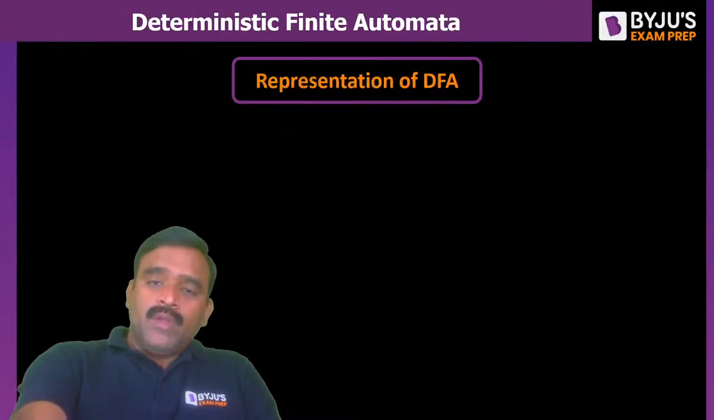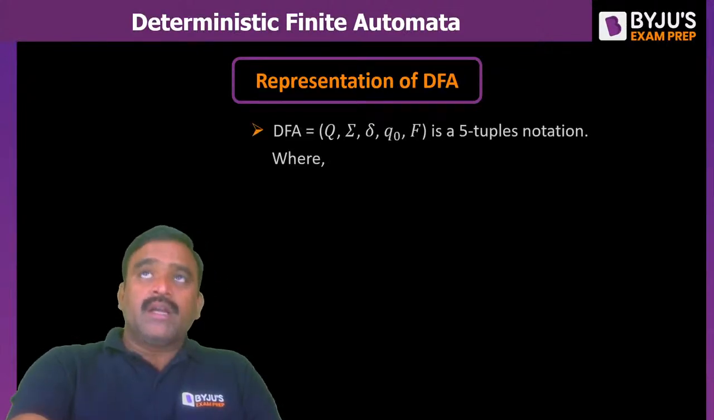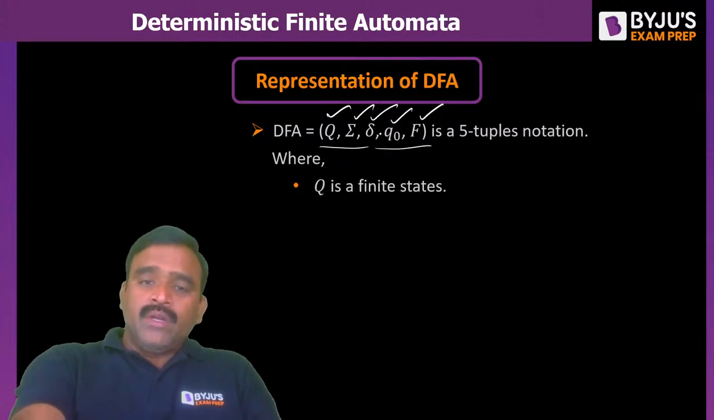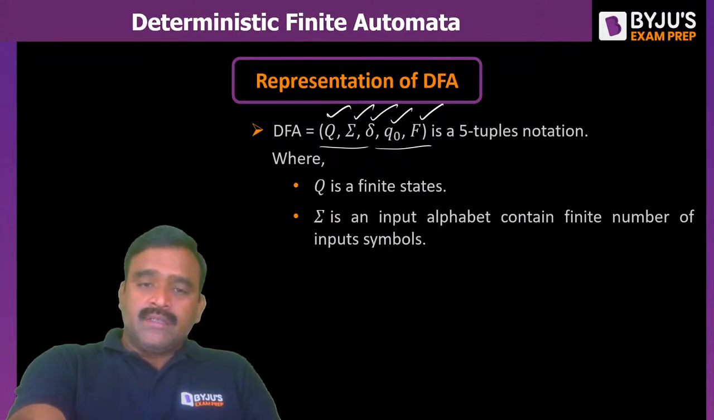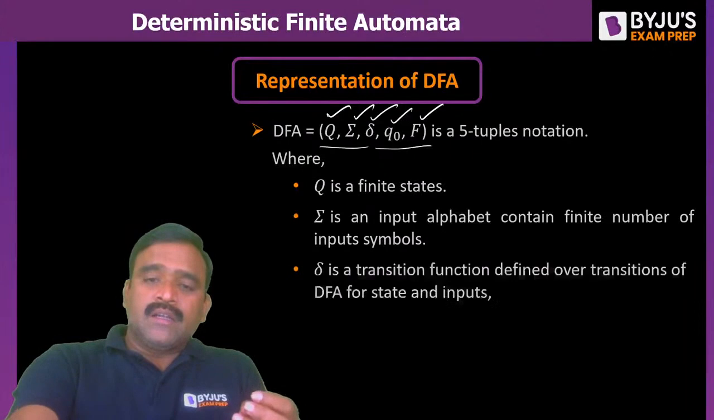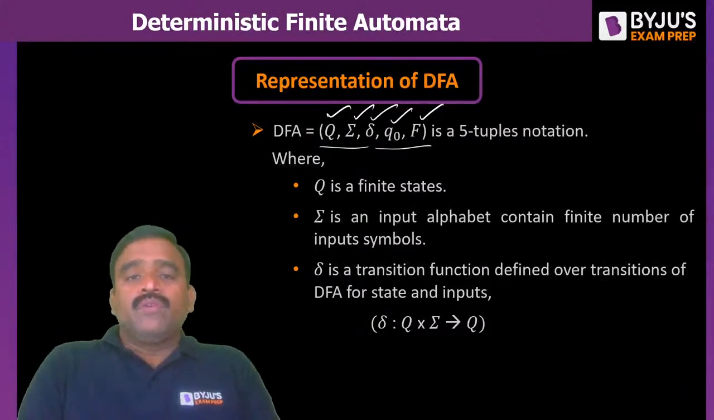Now coming to the representation of DFA, it is just like a finite automaton containing a set of states, a set of inputs, a transition function, an initial state, and a set of final states. It's a tuple machine where Q indicates the finite set of states, sigma is the finite input alphabet set. So a finite number of inputs will be there, and delta is a transition function which is defined like this. So state and input will give you only one state.